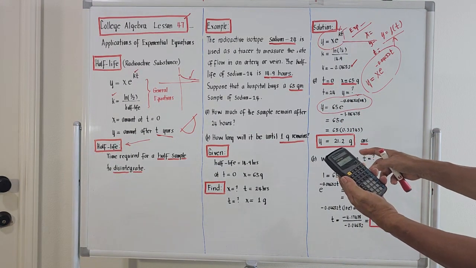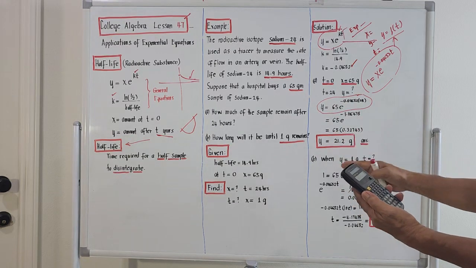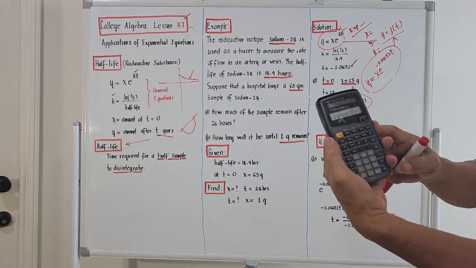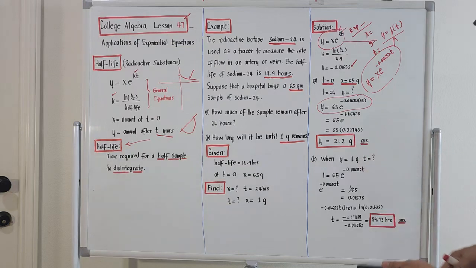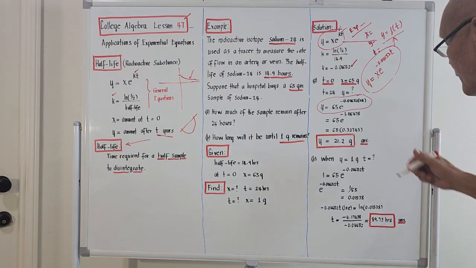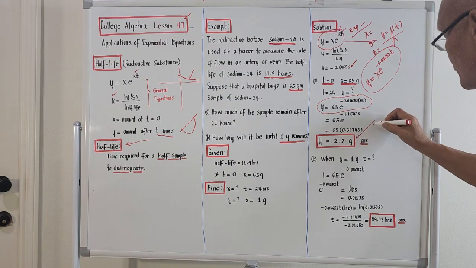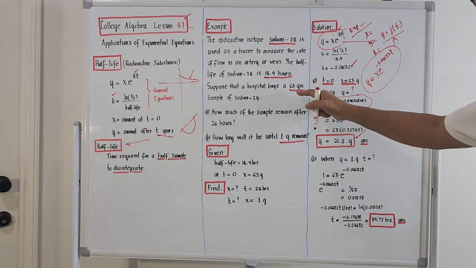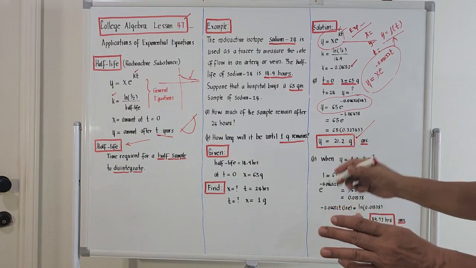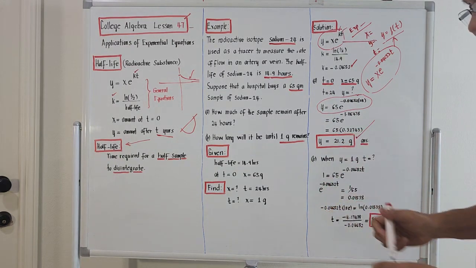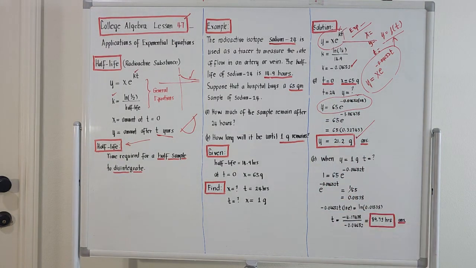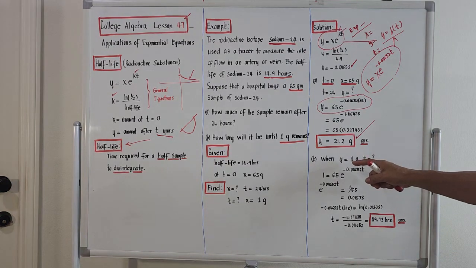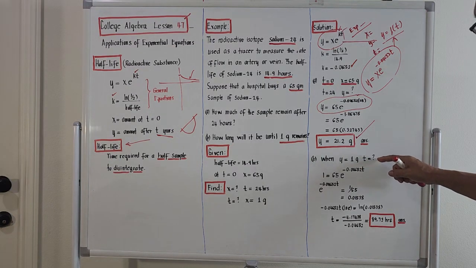Okay, the number of grams after 24 hours is 21.2 grams. This is the amount of sodium 24 that remains after 24 hours from the original 65 grams, because whether we like it or not, it will decay, right? What's the next requirement? When y is equal to 1 gram, how much time will elapse?